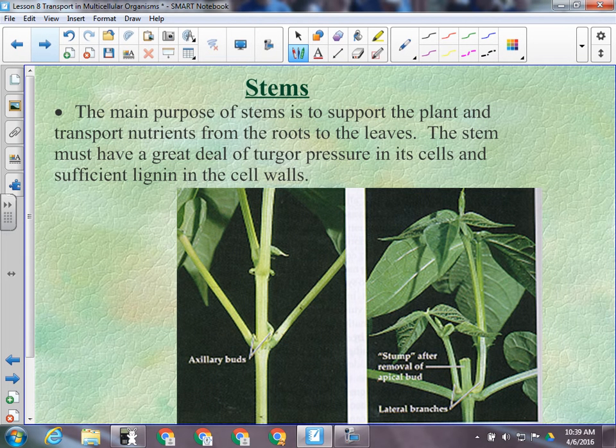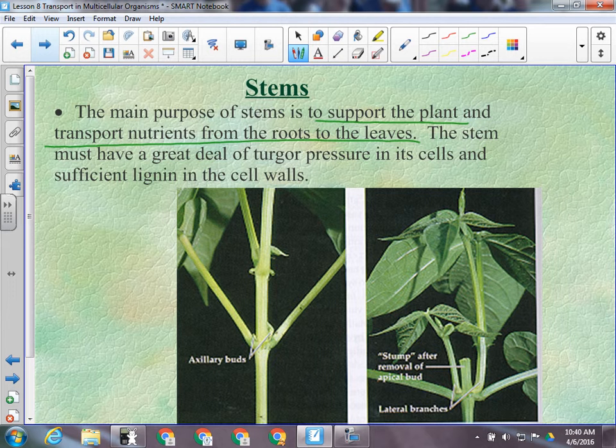All right, the stems. The main purposes of the stems are to support the plant and transport nutrients from the roots to the leaves. That is their main job. They carry out very little photosynthesis compared to the actual leafy parts of the plant. And depending on what kind of plant it is, there's either going to be cells specialized to exert lots of turgor pressure, or cells specialized to secrete a lot of lignin, one or the other, depending on what kind of a plant it is.